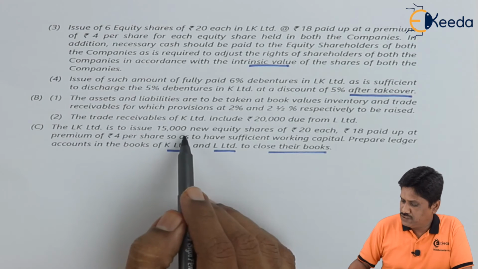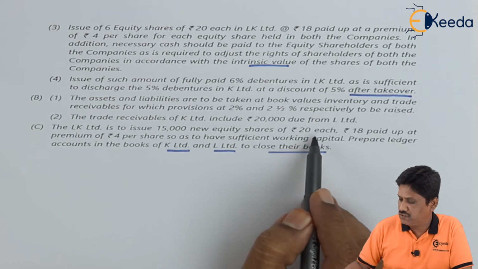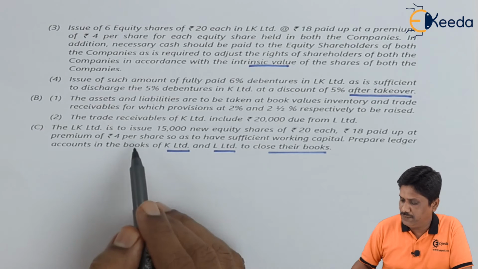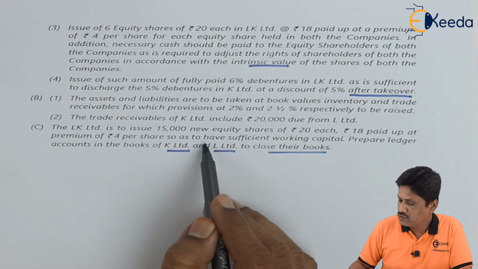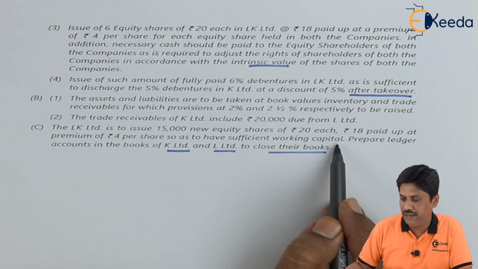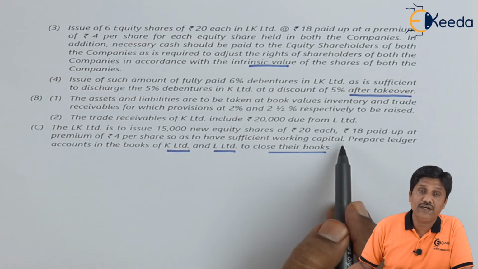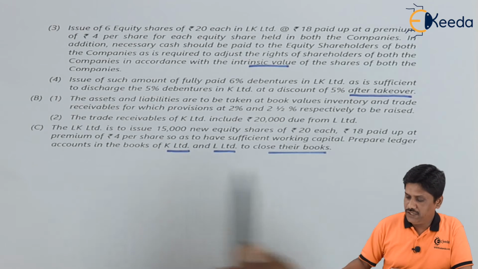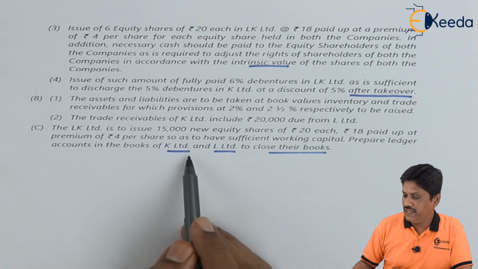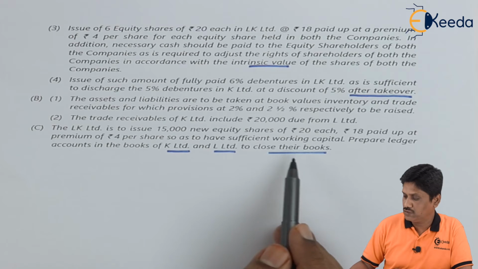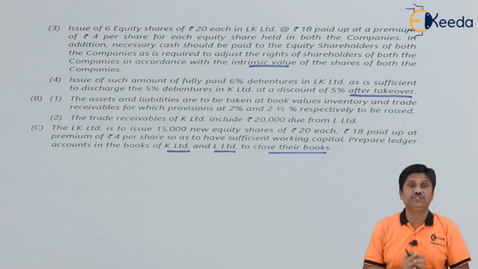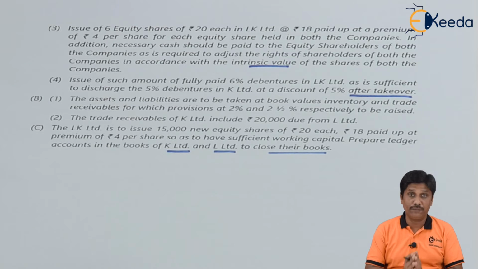LK Limited is to issue 15,000 new equity shares of 20 each, rupees 18 paid up at a premium of rupees 4 per share, so as to have sufficient working capital. Once again, it is an entry relating to the purchasing company, so we will not write anything about it. Prepare ledger accounts in the books of K Limited and L Limited to close their books. So we have to just close the books of the vendor companies, and for that we will show our workings. Nothing is to be done in the books of the purchasing company.